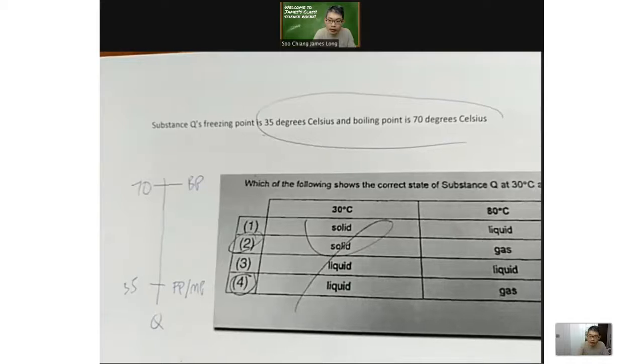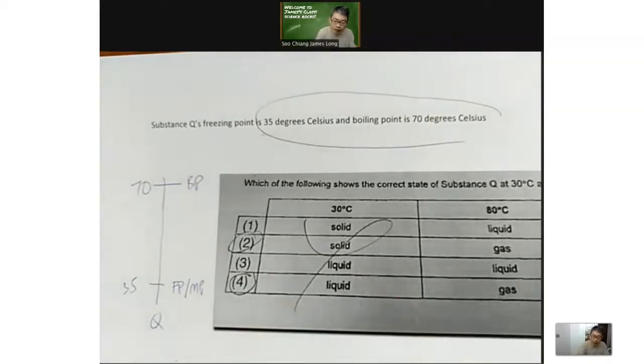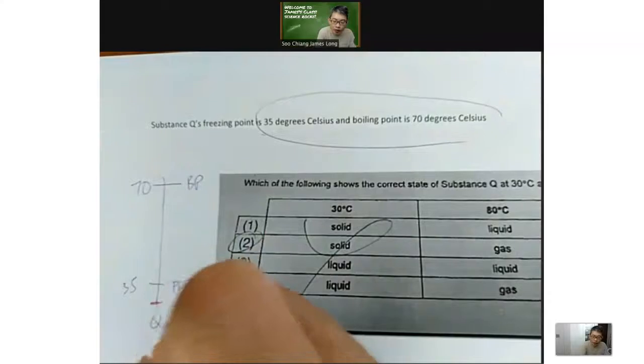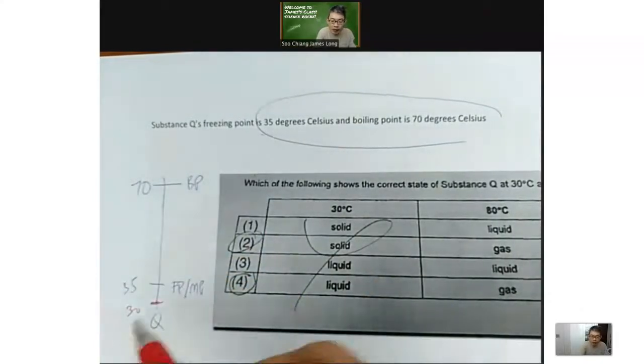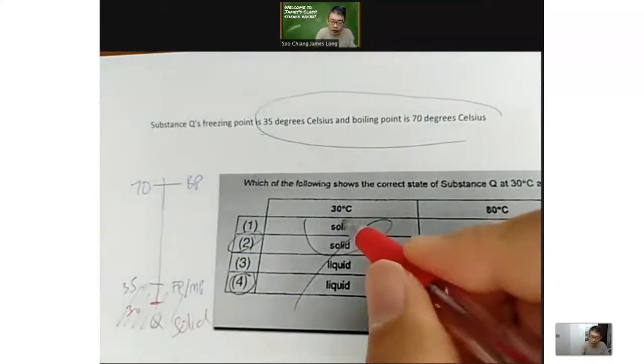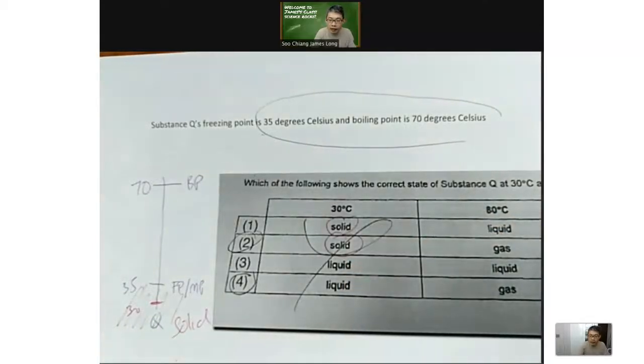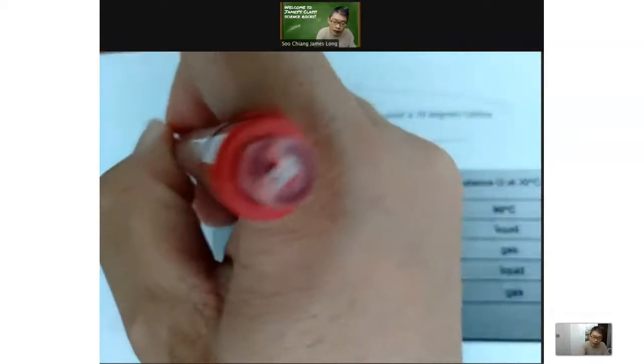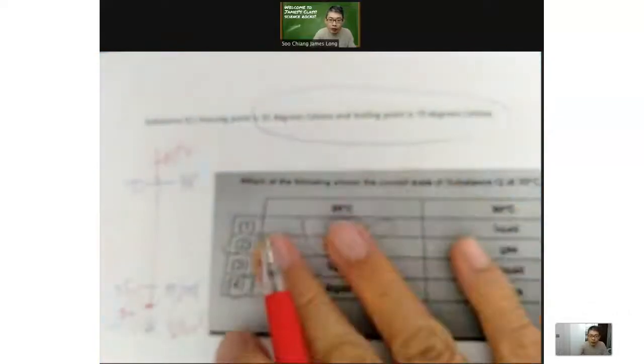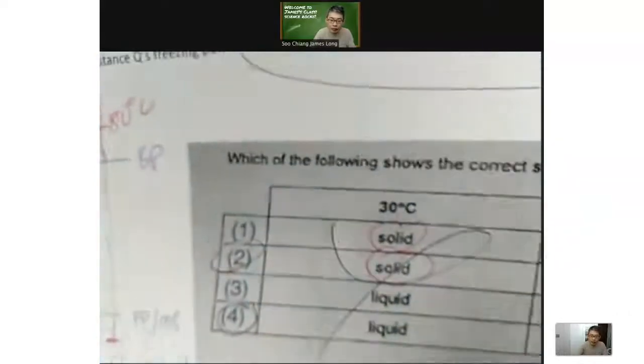So what is the state of Q at 30? 30 is below 35, alright? Therefore, if 30 is here, it means that it is a solid. So it must be solid at 30. How about at 80? At 80 means it is above the boiling point. If it's above the boiling point, therefore it got to be a gas, right? It got to be a gas.